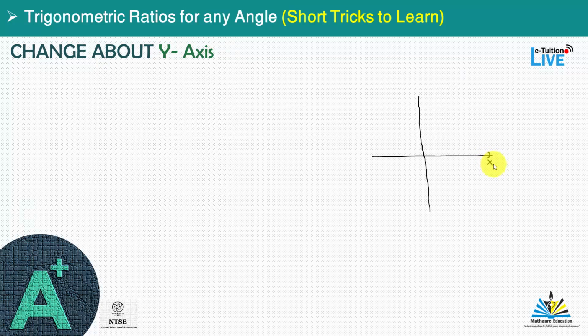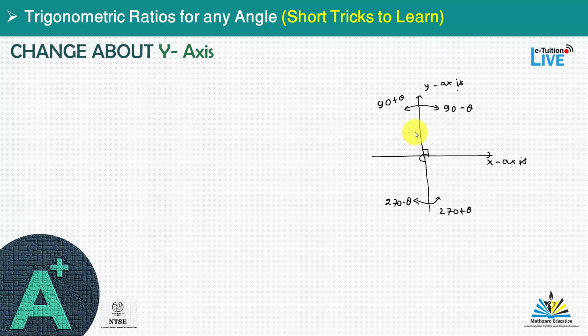Let's say this is the x-axis and this is the y-axis. The y-axis is like a 90-degree angle, so the angles here are 90 plus theta and 90 minus theta. Changing about the y-axis, this angle is 270 degrees. So if we think of this, then this must be 270 plus theta and this is 270 minus theta.